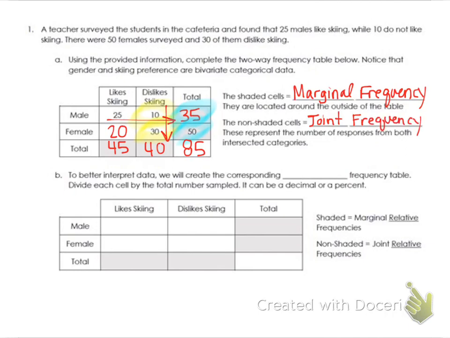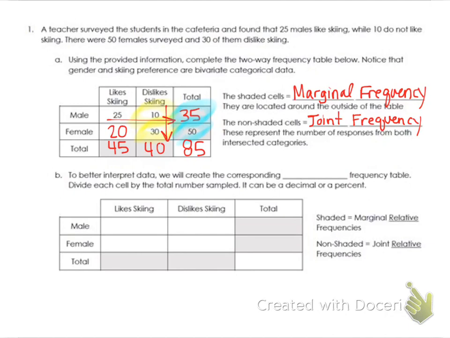Okay. So now that we filled in the table, we basically are going to figure out what percentages of male, female, total students, who like skiing, who don't like skiing. So we know that there are 85 total people who've been surveyed in this survey. So in this case, 85 is actually going to be our denominator for every single one of the next cell parts.